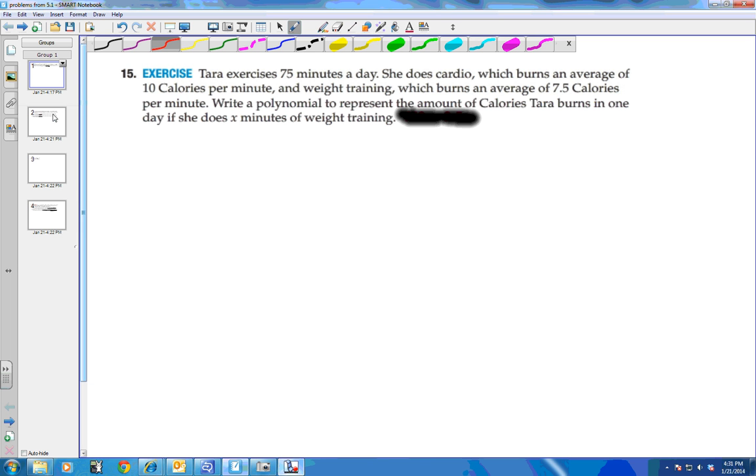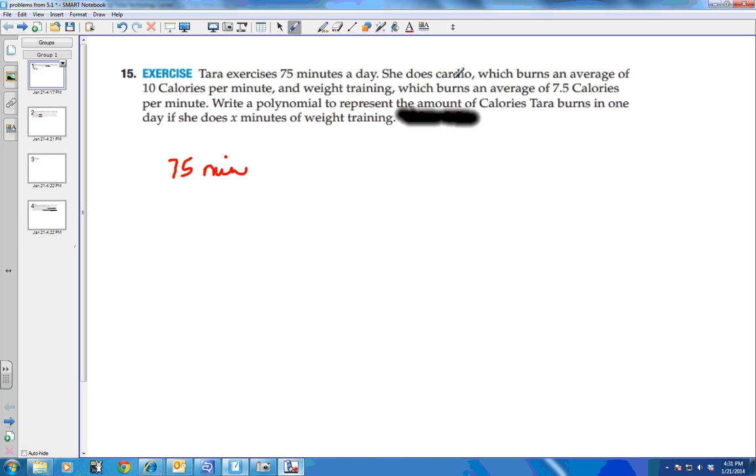These are the 4 problems from page 307 that I said we would work together. So we're going to start off with number 15. Number 15 says that Tara exercises 75 minutes a day. So I'm going to go ahead and write that down. I know she is exercising 75 minutes.